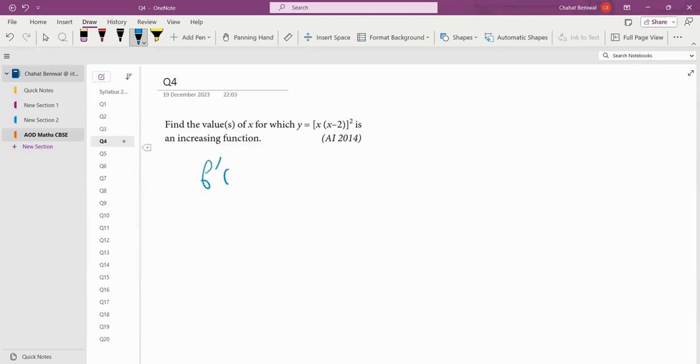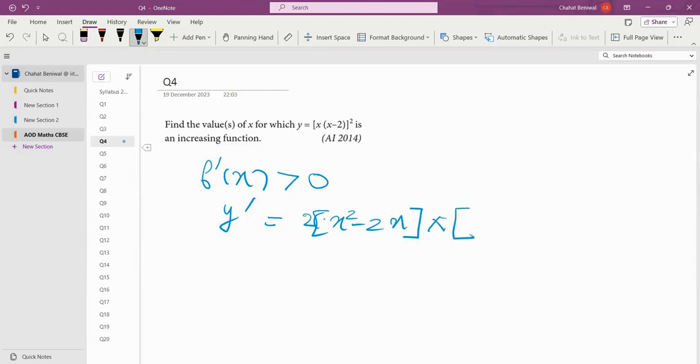That means tell me in which interval the derivative is going to be greater than 0. So this is going to be our y, or we can write it as f(x) also, because it's a function of x only. We are going to do it like we did in the previous question. So we are going to differentiate it: 2 times (x squared minus 2x), and then differentiate this thing, (2x minus 2). Okay, so don't open this.